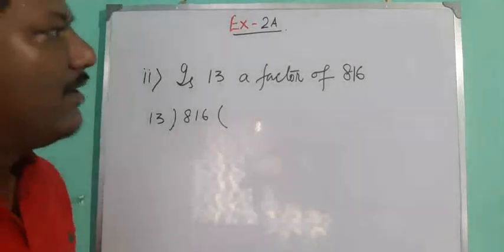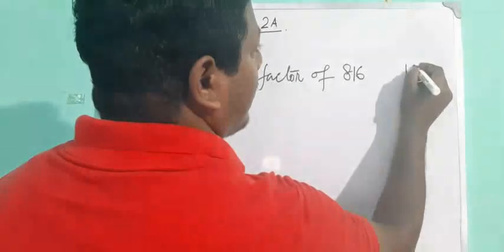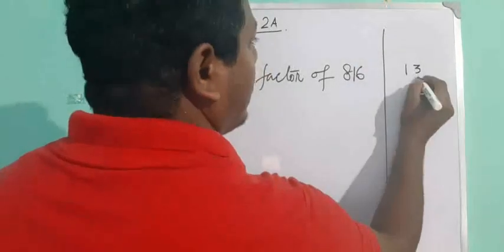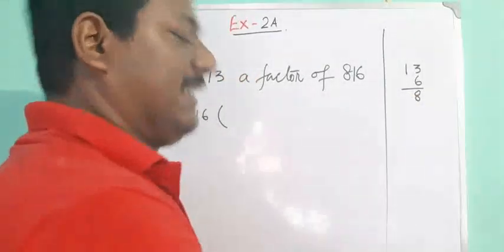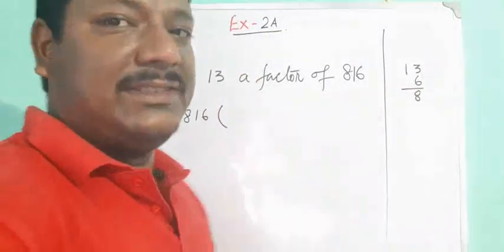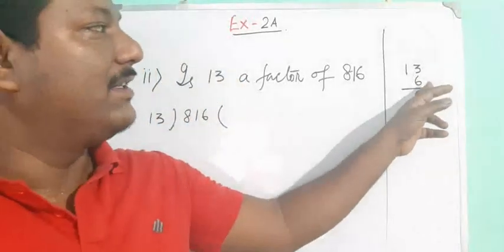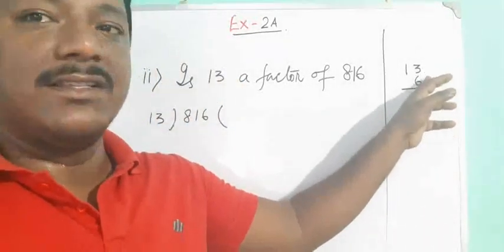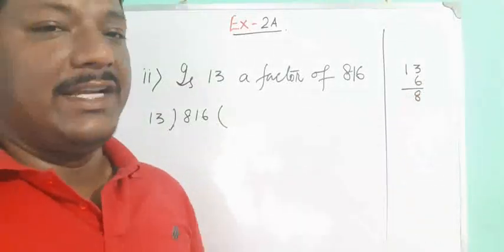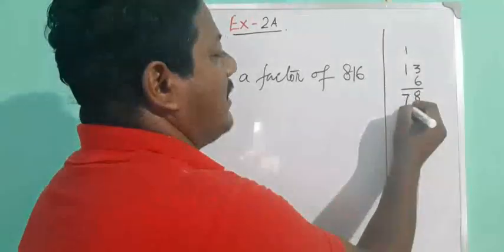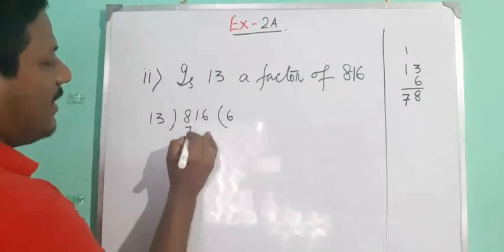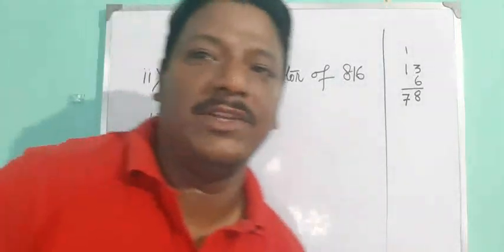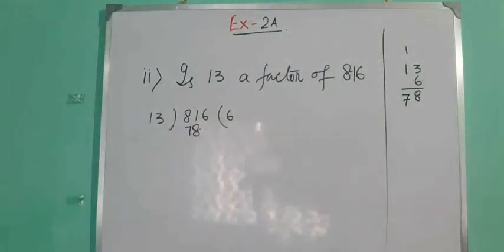So 13. Let us, if you are having confusion, then you can write in the rough column 13 6 13 6 13 6 you can have it 3 6 3, 18, it will carry 1 and 78. So 13 6 78. Okay, just a minute.